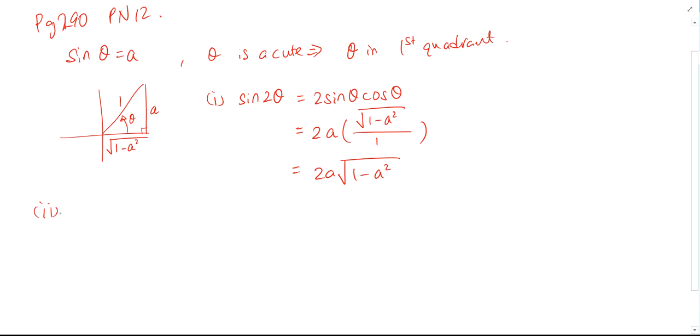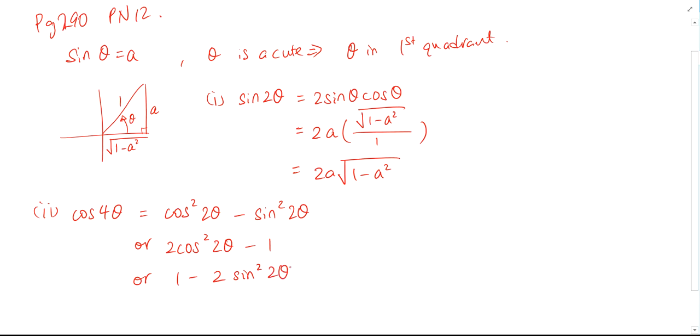For part 2, cosine of 4 theta. We have 3 options to choose from. You can consider cosine squared 2 theta minus sine squared 2 theta, or 2 cosine squared 2 theta minus 1, or 1 minus 2 sine squared 2 theta. So we need to decide which is the easiest formula to use to rewrite cosine 4 theta. Let's take a look at each of them.